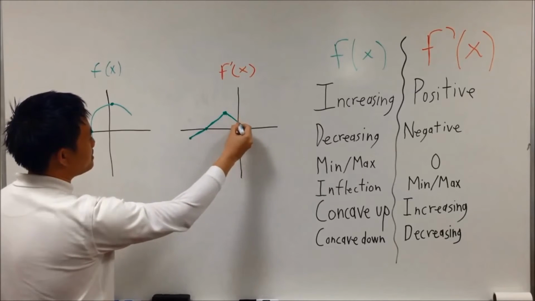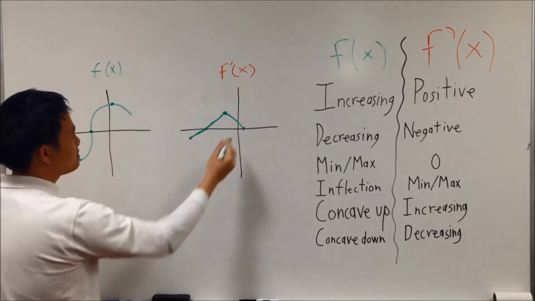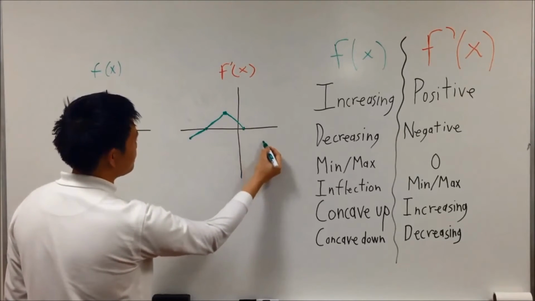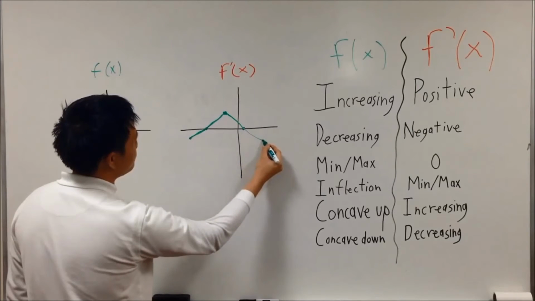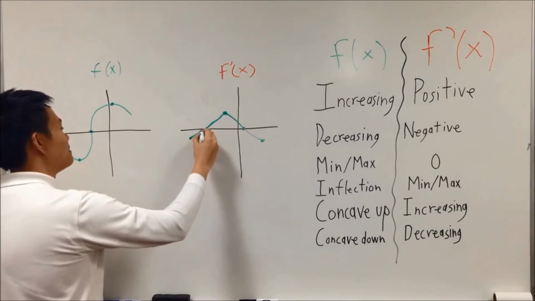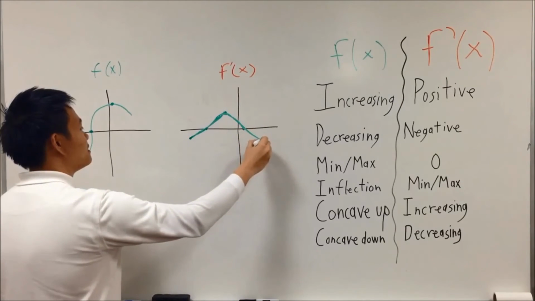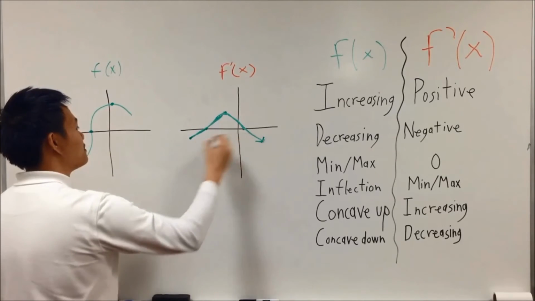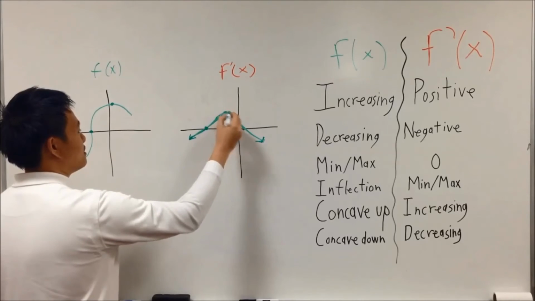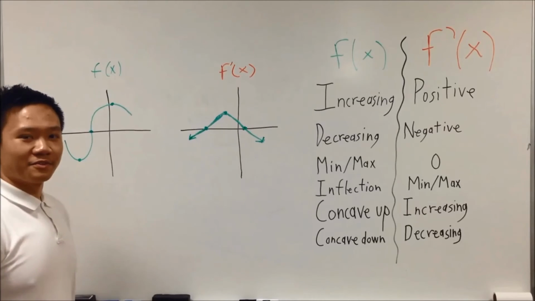So we go down. And then looking at this part, it's decreasing, which means it's a negative point, and it's also concave down, which means it's decreasing. Let's say it's going down and it stops right here. So to make it more fluid, this is your new derivative graph. And that's how you draw your derivative graph.